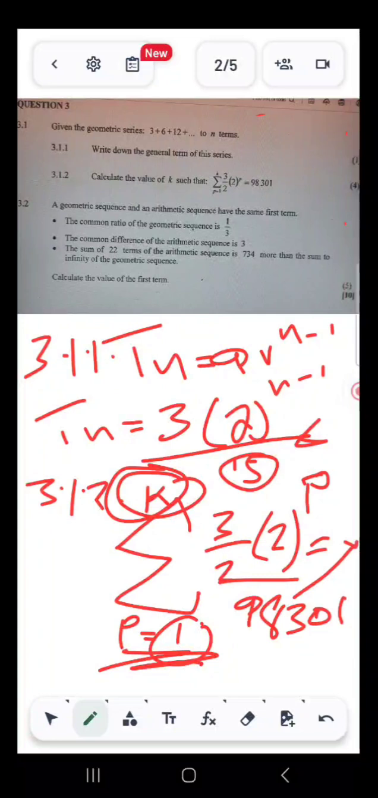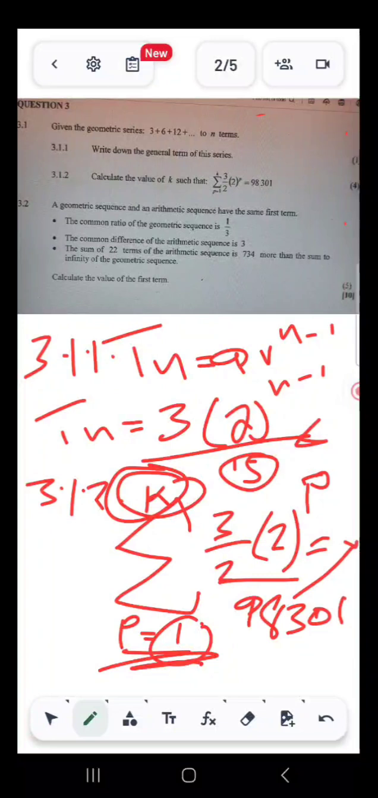Why are the common ratio and the common difference important? So we can find the other terms, right? You can just multiply by 1 over 3 to find the others, and then you can add 3 to find the others for the arithmetic sequence. They didn't give us a value for the first term, they just told us it's the same first term. So let's call it x.